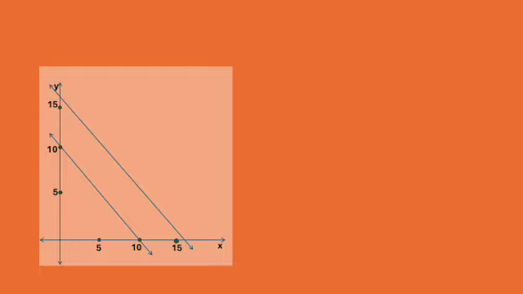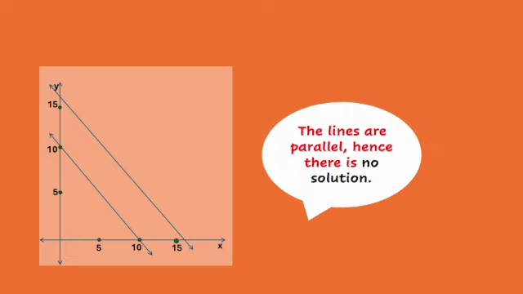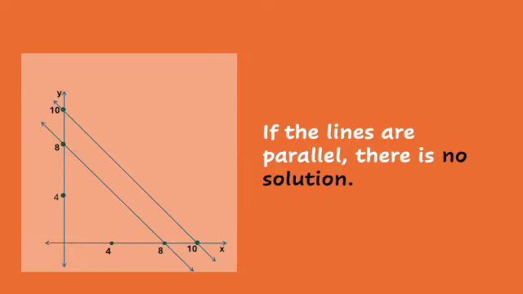Have a look at the graphs here. In this case, the two lines that we get are parallel to each other. That means there is no point of intersection anywhere. So because the lines are parallel, we say there are no solutions existing here. There is no solution if the lines are parallel because there is no common point between the lines. So now we can conclude if the lines are parallel, there is no solution to the given set of equations.